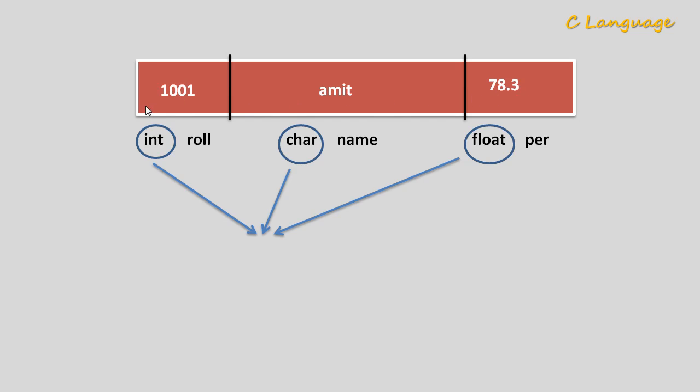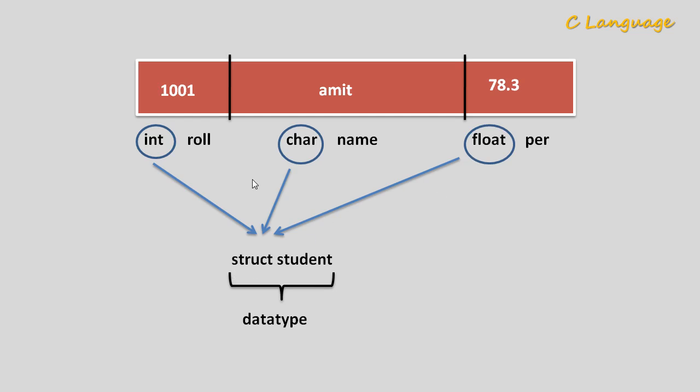What the C developers came up with is that these three data types, int, char, and float, are all combined, and the three of them have been given a data type name, that is struct student. So now for each one of the locations, for the roll, for the name, for the percentage, the data type is the same, that is struct student.